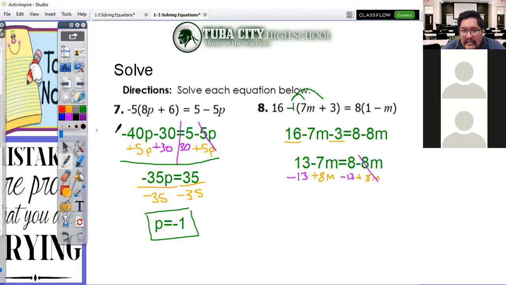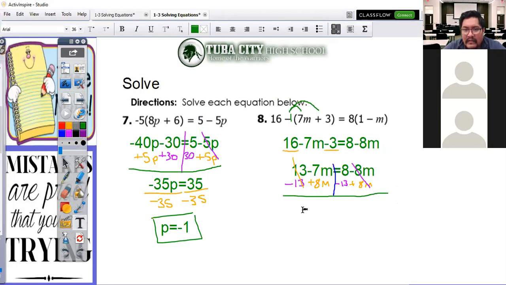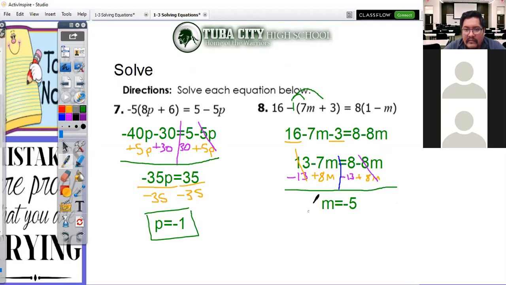Usually when it gets kind of messy like this, you might want to put a little bar between there. You don't have to, if you're pretty good at keeping track of your numbers, but that is something that helps plenty of students. This is also going to cancel the 13, so they both lose something here. Now we have only m on this side, so 7 subtracted from 8 would be 1m. So m equals, and what do we have on this side? 8 minus 13 would be negative 5, and it looks like we are done with this one.